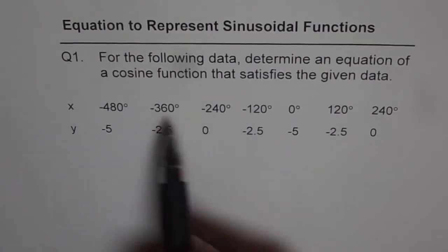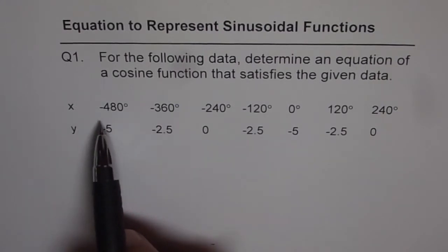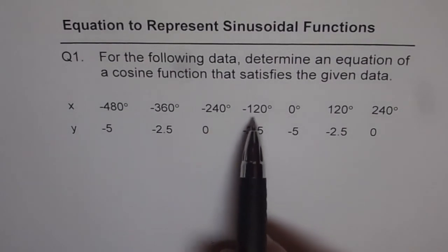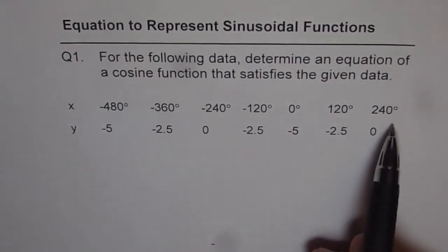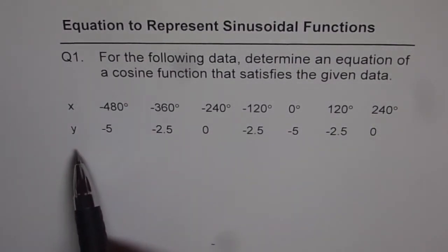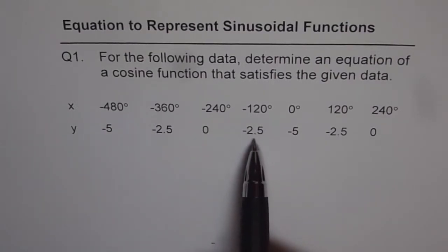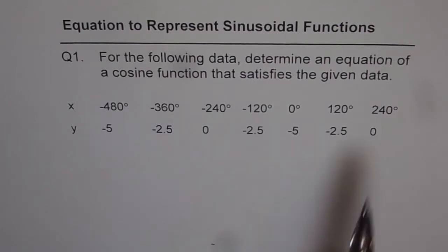So we are given x and y values. For x values of minus 480, minus 360, minus 240, minus 120, 0, 120 and 240, the y values are minus 5, minus 2.5, 0, minus 2.5, minus 5, minus 2.5, 0. Now analyze this data and then try to provide a sinusoidal or a cosine function which could represent this data.